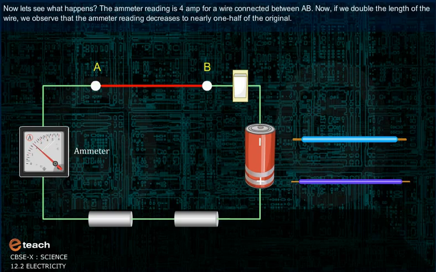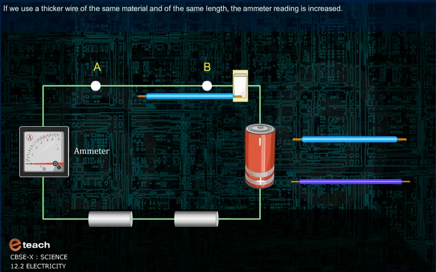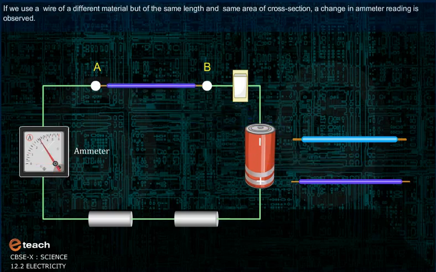The ammeter reading is 4 ampere for wire connected between A, B. Now, if we double the length of the wire, we observe that the ammeter reading decreases to nearly 1/2. If we use a thicker wire of the same material and of the same length, the ammeter reading is increased. If we use a wire of a different material but of the same length and same area of cross-section, a change in ammeter reading is observed.